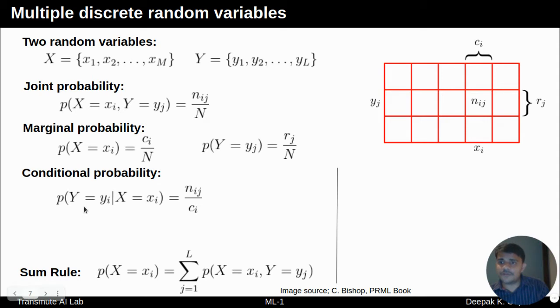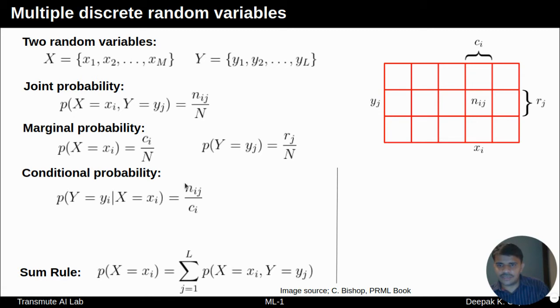If you're not familiar with the concepts of probability, I would like to again clearly show you the difference here. This is the joint probability when x is equal to xi and y is equal to yj. Here we have capital N, right? This probability is with respect to the total number of trials. But when we say conditional probability, we want the probability that y is equal to yj when x is equal to xi.